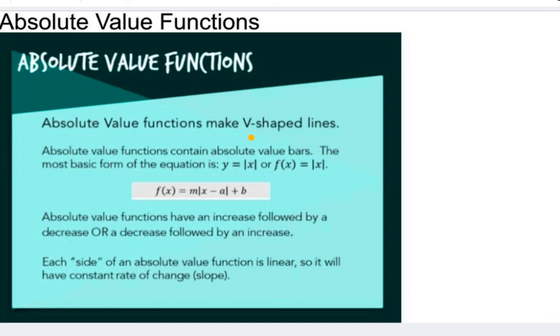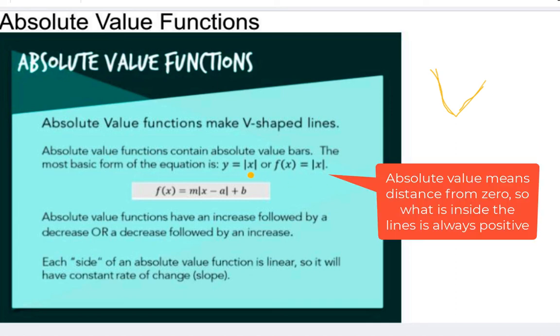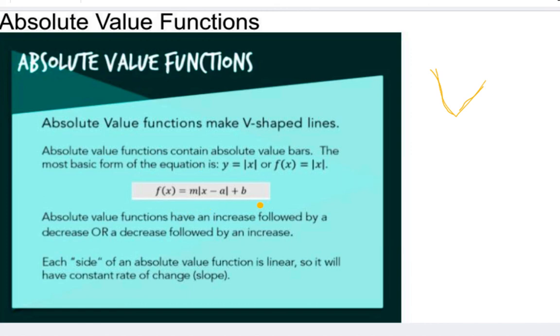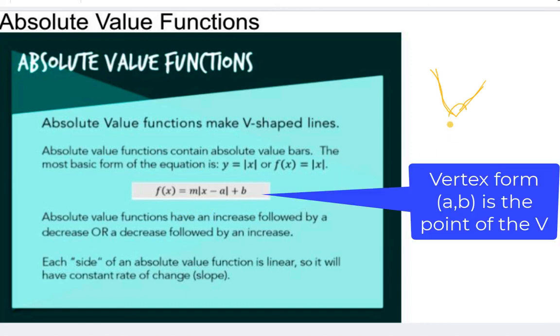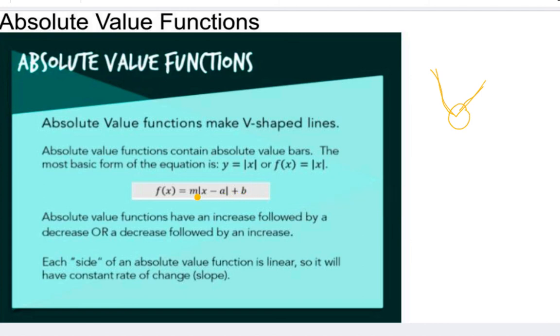Absolute value functions make a V-shape, literally a V-shape. They're two lines, so they have the same slope with opposite signs. If this is coming down at a -1, this is going up at +1. Remember, absolute value just means distance from 0. So if x is -1, the y number is going to be +1. This is called the vertex form, because again, the vertex is the point of the V. This is going to tell you where it's at, and if it's been stretched upside down or right side up, if it's skinny or fat.